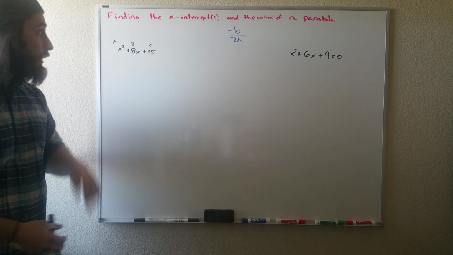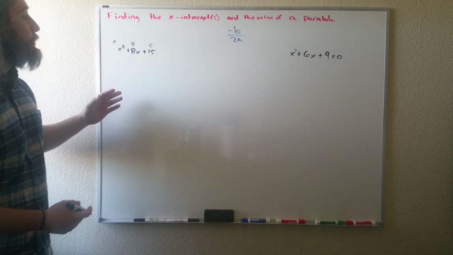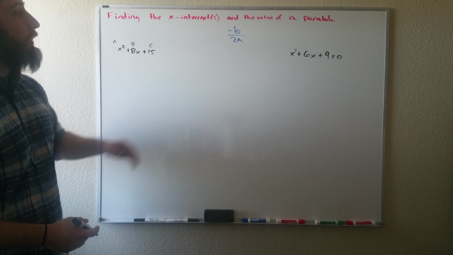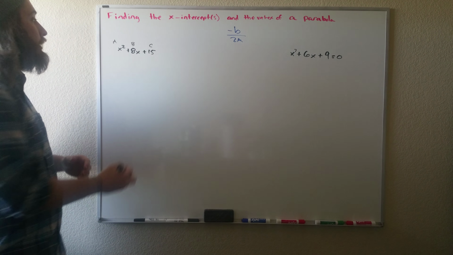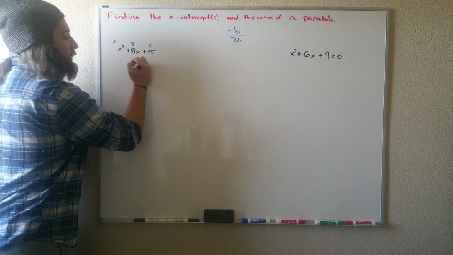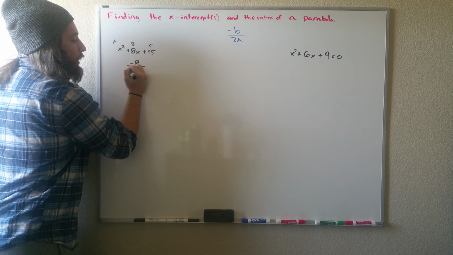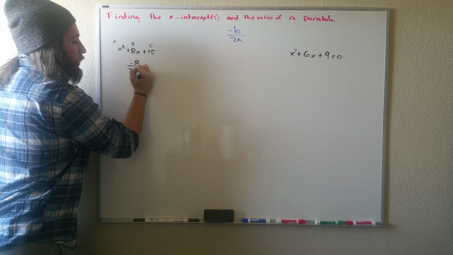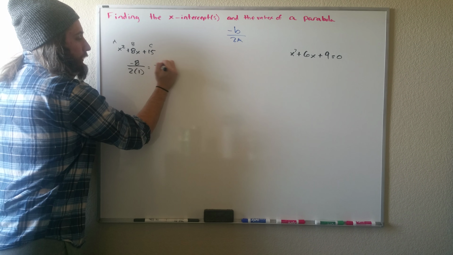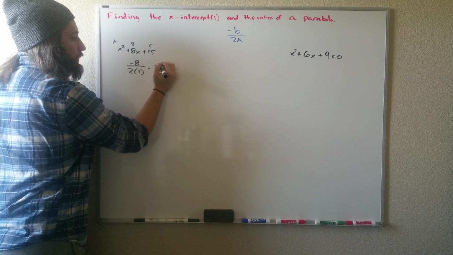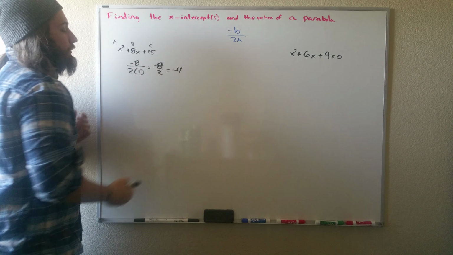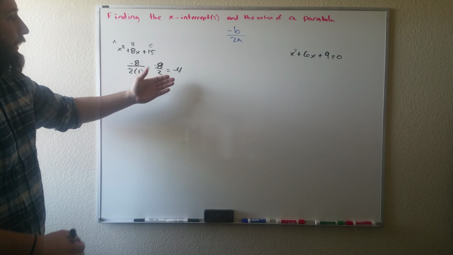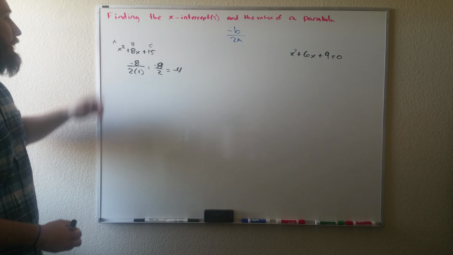So to start off with this problem, we're going to use negative b over 2a, and that's how you find the x component of the vertex. We know our b is 8, so we get negative 8 over 2, and then our a is 1. So we get negative 8 over 2, which is equal to negative 4. Now that we have this value, we're going to plug it back in.